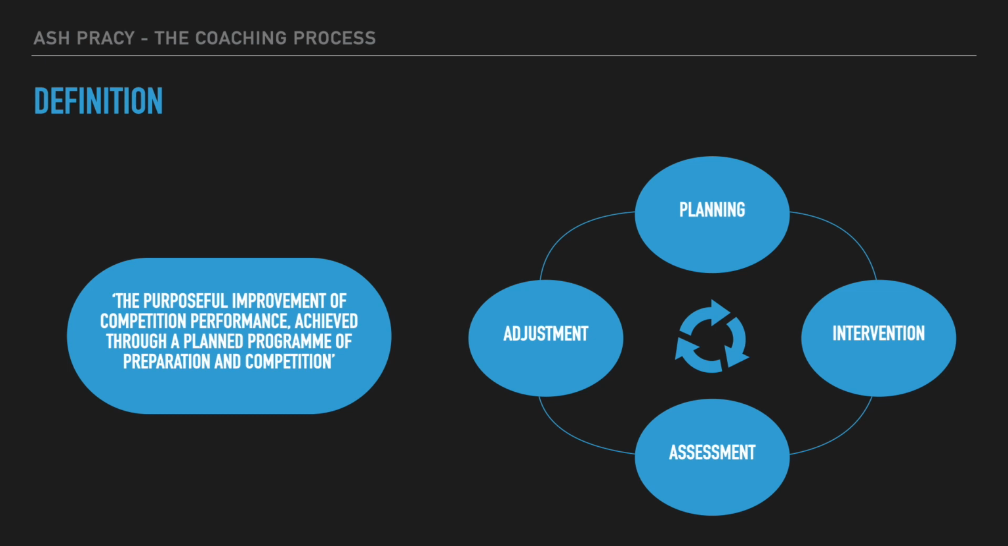Firstly, what is the coaching process? Lyle and Cushion in 2017 defined this as the purposeful improvement of competition performance achieved through a planned programme of preparation and competition. On the right hand side of the screen you can see the 4 pillars as described by Roy et al. within the coaching process. They are planning, intervention, assessment and adjustment, and these work in a cyclical fashion.